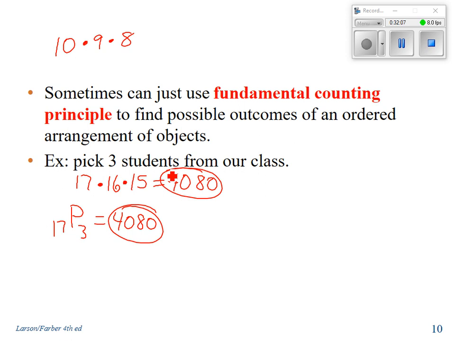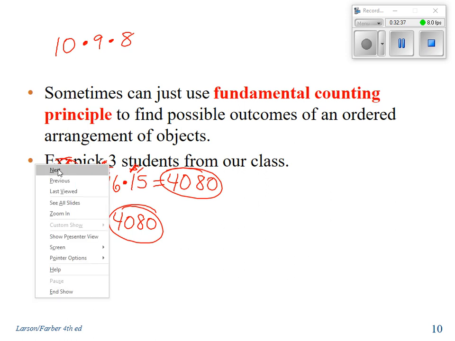Now again, if we're picking 3 students from the classroom, that's saying that we want the students' names to be in some kind of order. So maybe the first student I'm giving $10 to, second student $5, and the third student $1. Now, what if I said I was going to give $10 to every student that I picked? Would it matter which order you came in? And that's where combinations come in.